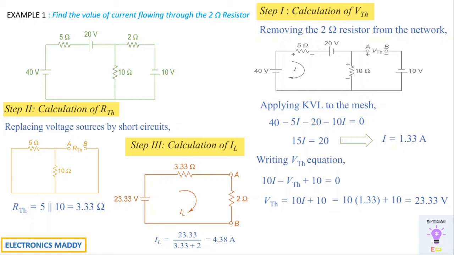These are the sequence of steps that we have to follow. Let it be in the same sequence, so that we do not go wrong in any of the steps. So I hope this example is clear.